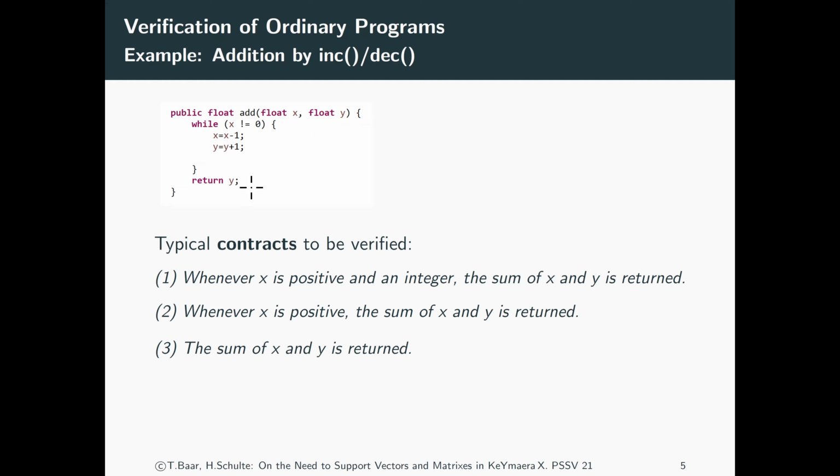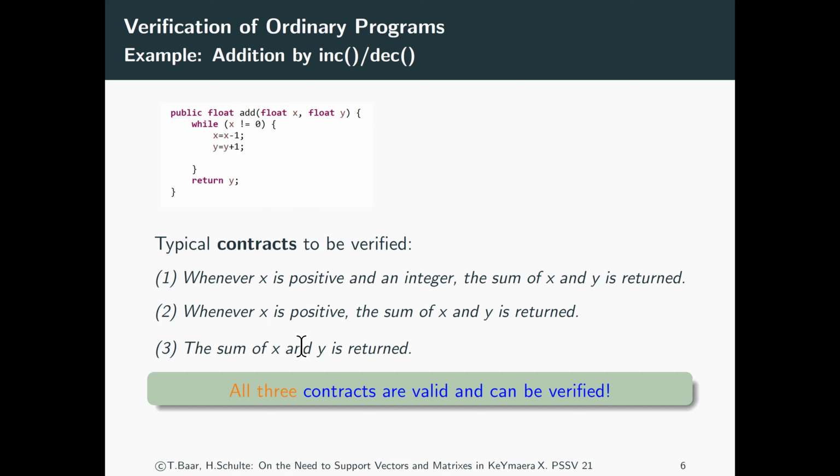If you have such a method, you have a typical contract. You can say, okay, whenever X is positive and an integer, then at the end you get the sum of X and Y from the pre-state returned by this method. Or you can drop the condition that X has to be an integer: you just say X is positive, and then you claim that the sum is returned. Or you do not have any preconditions, and the sum is always returned. Maybe we can debate on an informal level what we mean. I would argue that all three contracts are true, but this depends on what you mean by the contract, whether you mean termination or not.